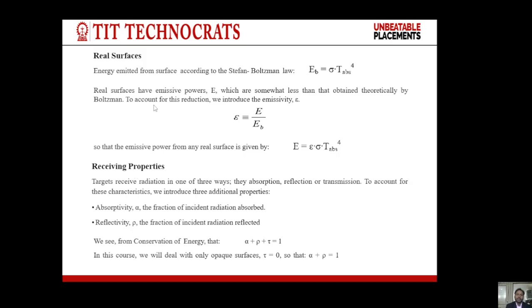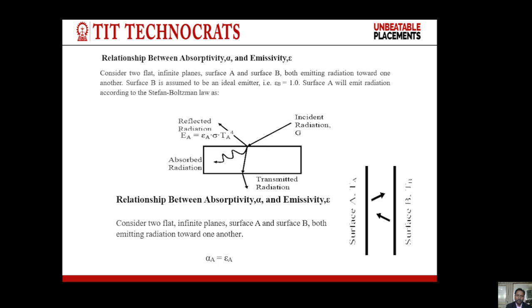Now this was for emission. Next is the receiving property, because the radiation emitted by one surface will be received by another surface. So we also have to study the properties of the receiving surface. The first one is absorptivity.